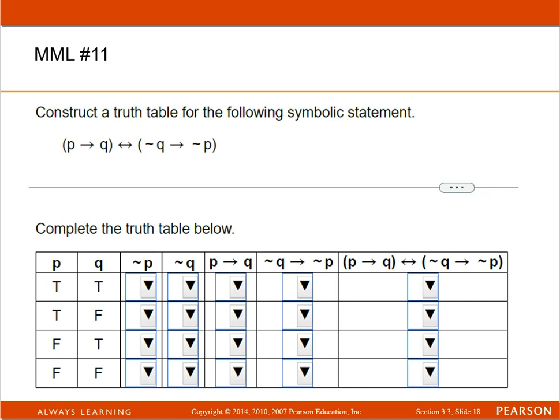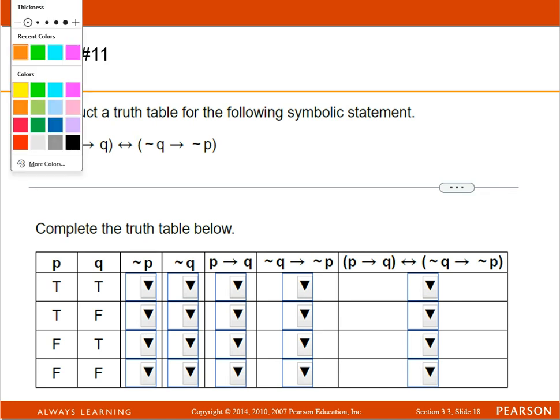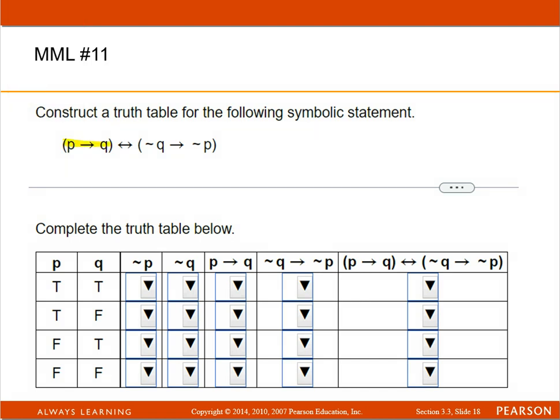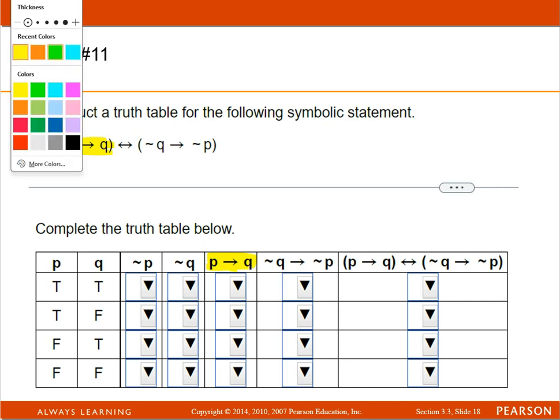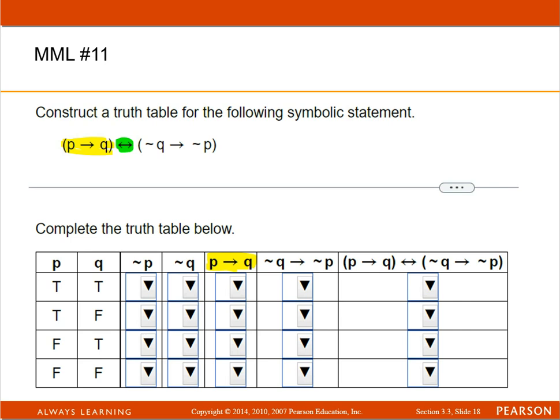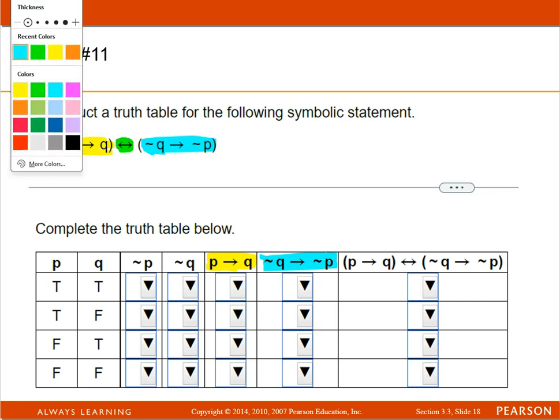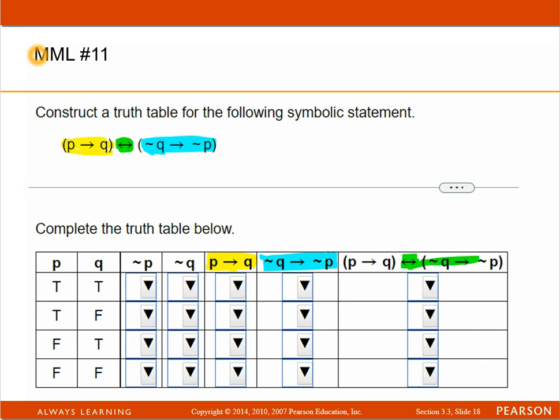Let me try to highlight this for you here. Go with yellow. You've got if P then Q, that is right here. If and only if, the negation, if the negation of Q, then the negation of P, which is right here. And then the whole thing is the if and only if right here. That's for the whole thing.